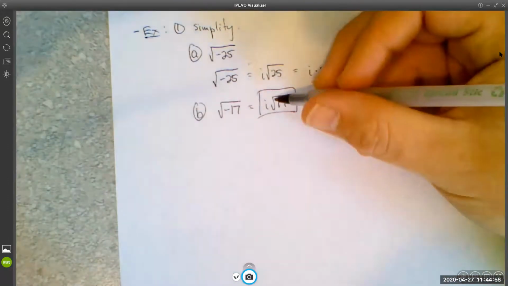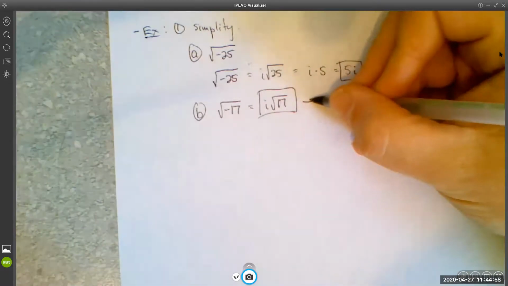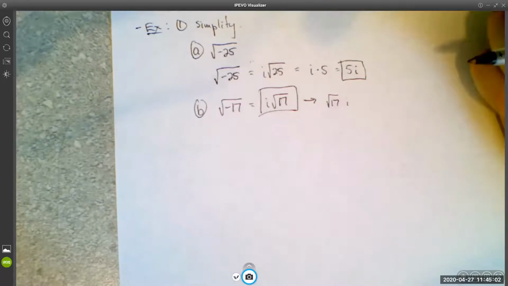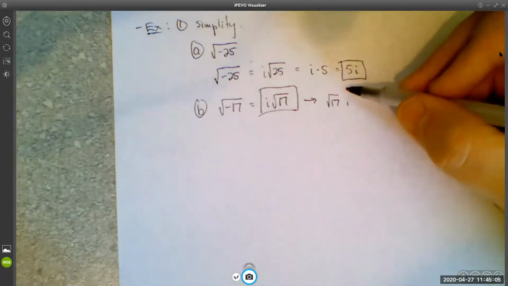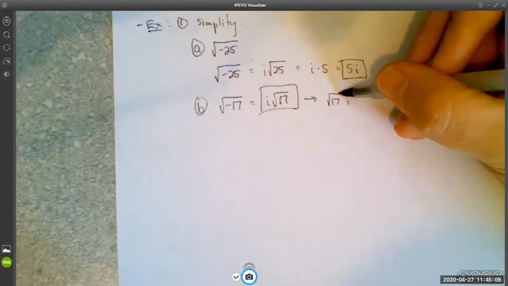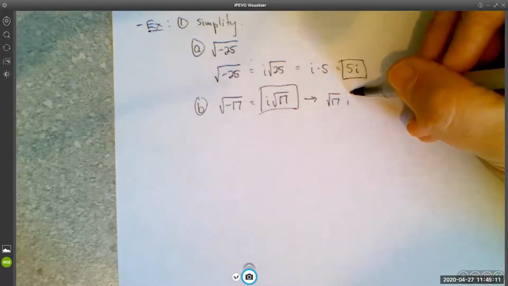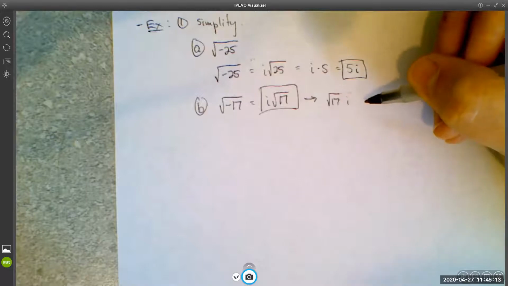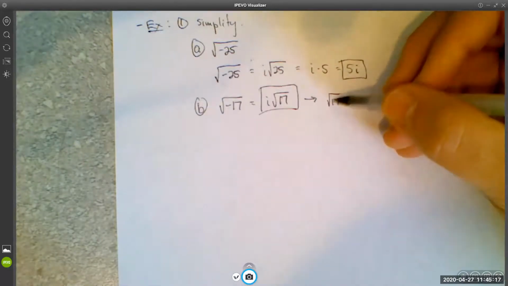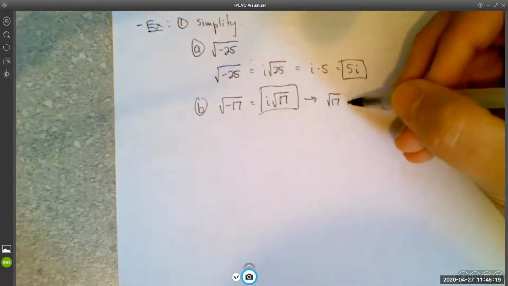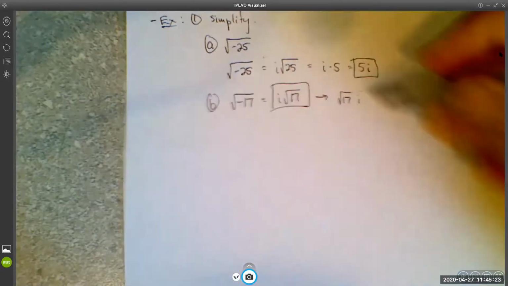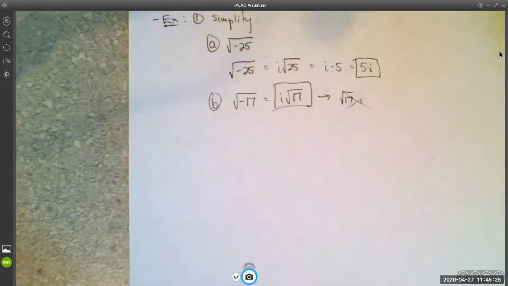And I kind of wish that the standard way to write this were root 17 i, so that these things would match. But the reason that they don't is just because if you write it this way, then it's not always clear if the i belongs underneath the radical or not. It doesn't, right? Not in this case anyway. So to avoid that confusion, they just put the i in front of the radical sign. But anyway, this is the standard way to write down that answer.